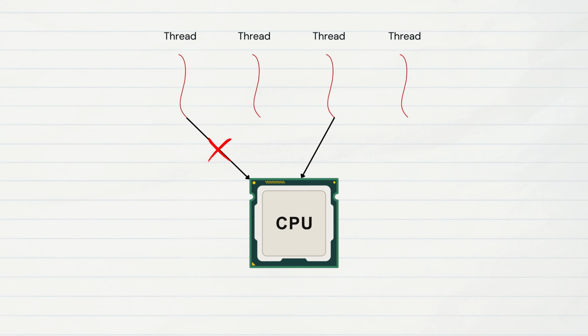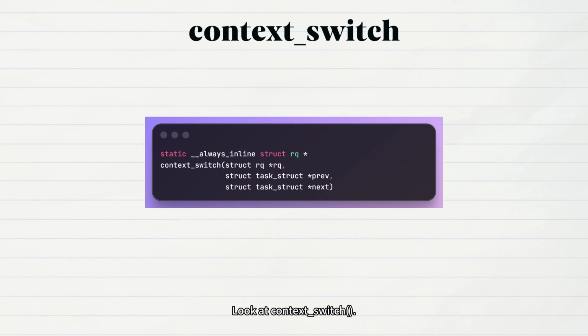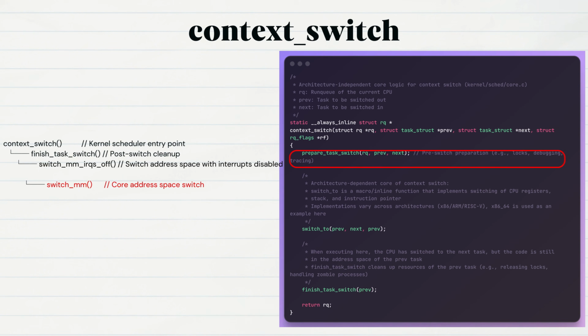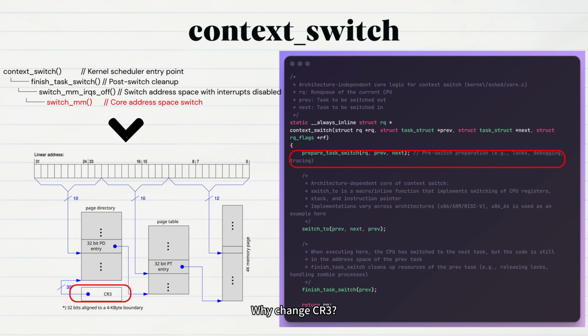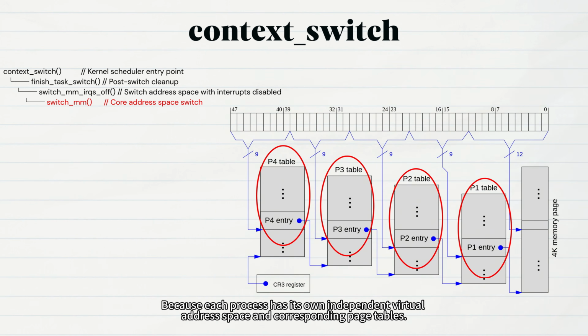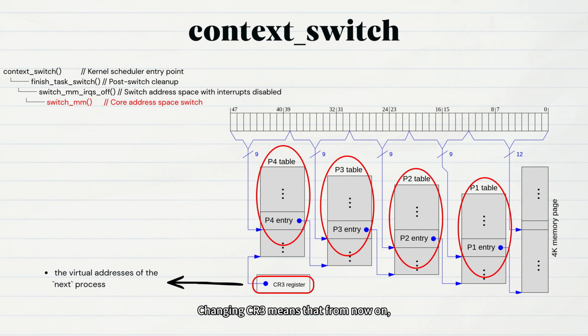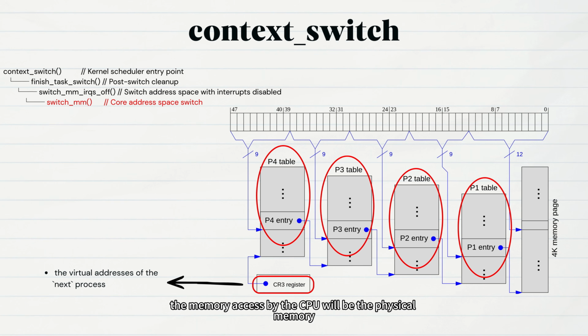The thread is selected. Now, the real magic begins. This part is the absolute core of this video. First, look at context_switch. It mainly does 2 things. First, if switching between different processes, meaning prev and next belong to different processes, it calls switch_mm to switch the address space. This involves changing the CPU's CR3 register to the page table base address of the next process. Why change CR3? Because each process has its own independent virtual address space and corresponding page tables. Changing CR3 means that from now on, the memory accessed by the CPU will be the physical memory corresponding to the virtual addresses of the next process.